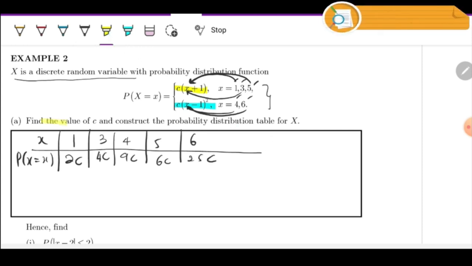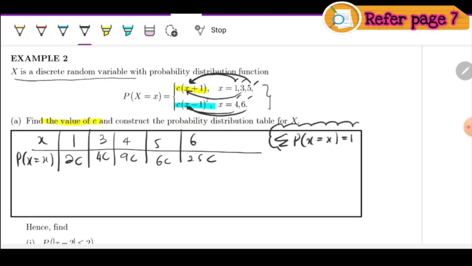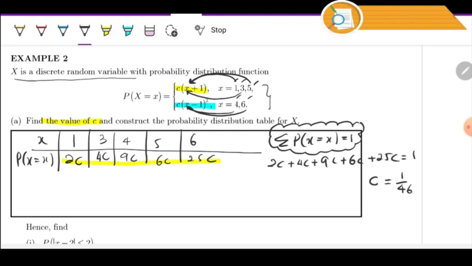The question asks you to find the value of c. So you must remember the important condition for a discrete random variable that I mentioned in the previous video: the summation of the probabilities must equal 1. So to find the constant c, we add up all the probabilities and set it equal to 1. So 2c plus 4c plus 9c plus 6c plus 25c equals 1, and the value of c is 1 over 46.